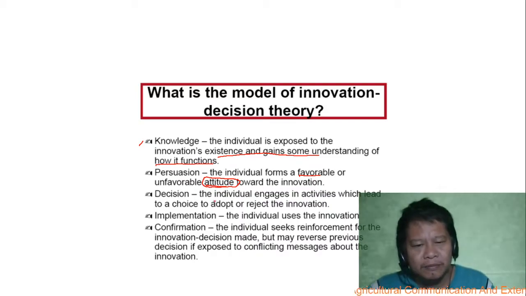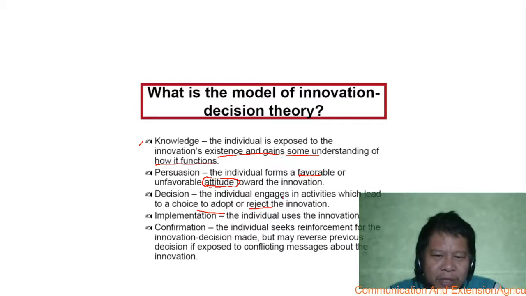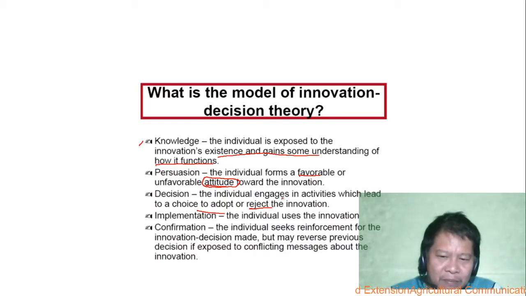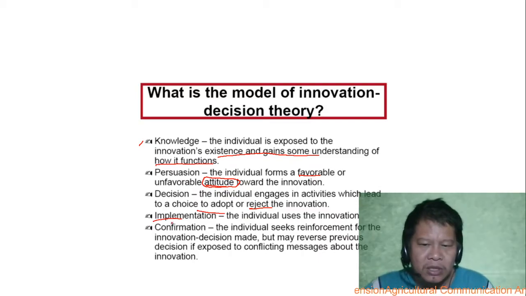So decision. The individual engages in activities which lead to a choice to adapt or to reject, no? So primero na siya kay balo, aware siya, naka-interest siya, nag-try siya, nasabtan niya og unsay gamit dayon, pero pwede siya nga ma-persuade, pwede siya nadani, pwede wa siya nadani. Kung wa siya nadani, mag-decide siya nga di ko, reject ko. Pero kung nadani siya, na-persuade siya, i-adapt niya ni, no? Iyang i-implement, no? Implementation, the individual uses the innovation. So this is related to the adoption stage, no?